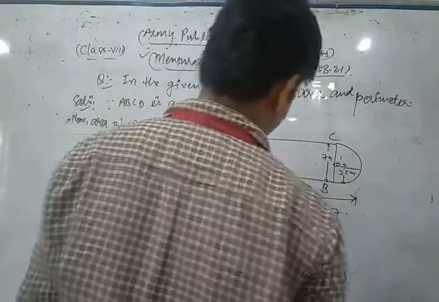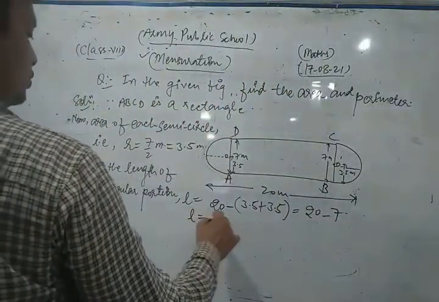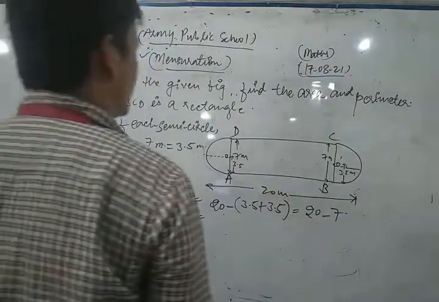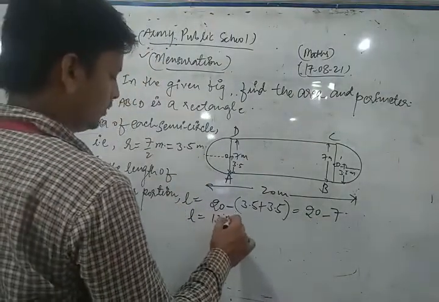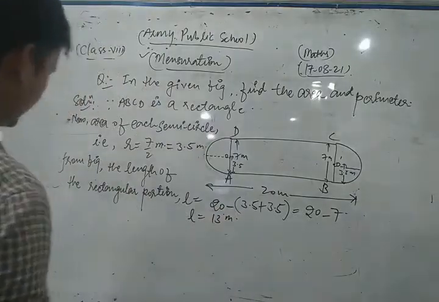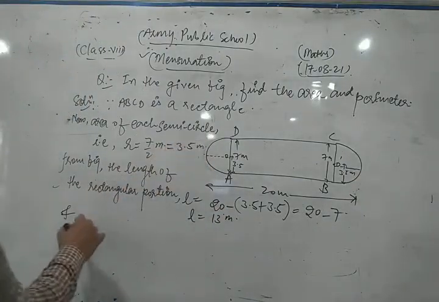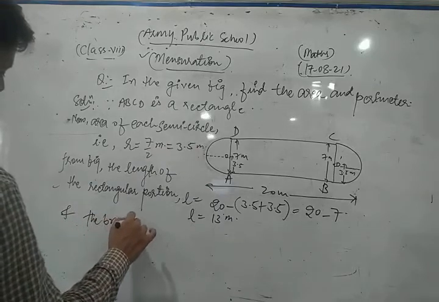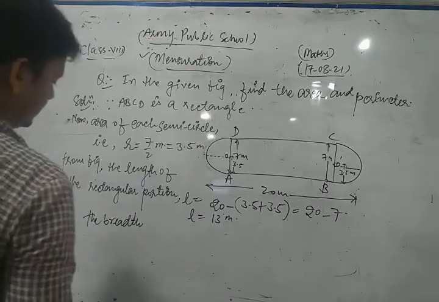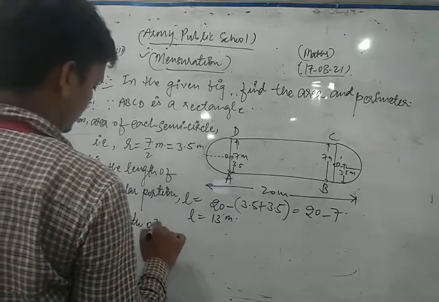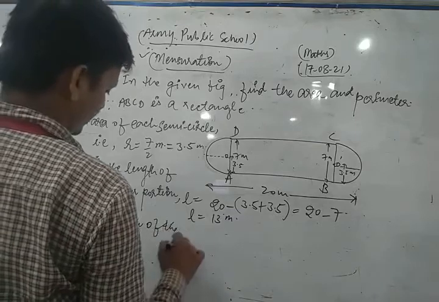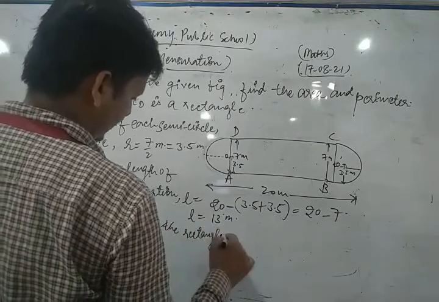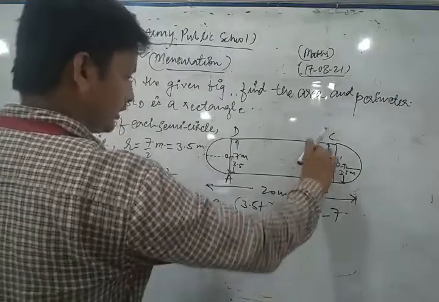This is 7. So the length of the rectangular portion is what? 20 minus 7, which is what? 13. So the length of the rectangle is what? 13 meter, and the breadth of the rectangle B is what? This is 7. This is the breadth of the rectangle.